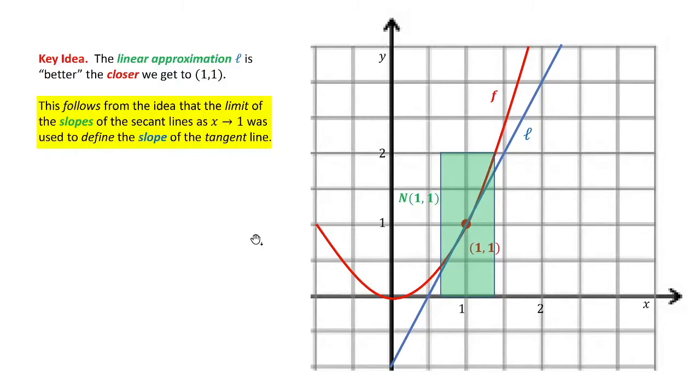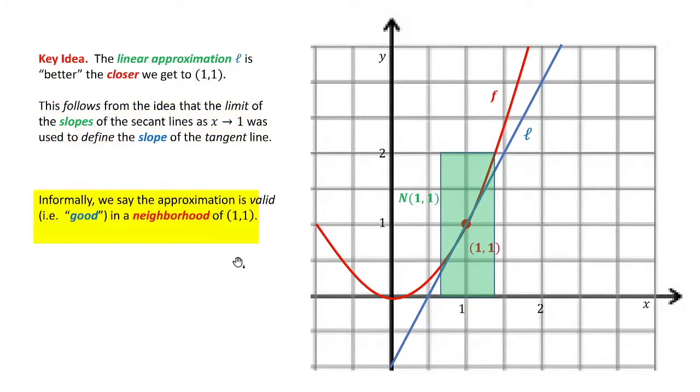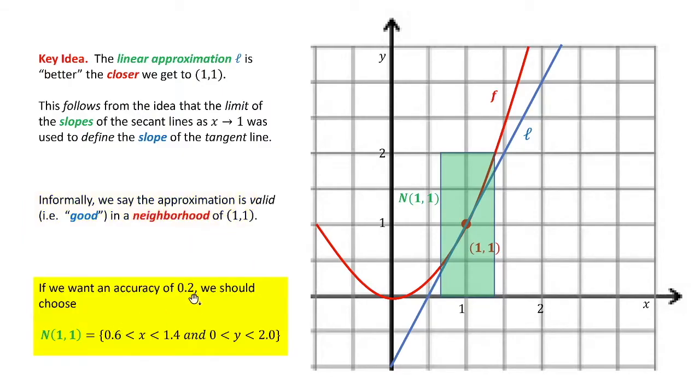Okay? Since we're talking about limits, we know that the slopes of these secant lines is in fact going to converge. And that gives us the slope of the tangent line, right? So, okay, so again, just reading the comment. For example, if I want an accuracy of 0.2, actually I think it's 0.02, I think that might be a typo, I could go back and check. But I limit my neighborhood to the one I drew in the box here. I mean, so it's relatively good in this box.